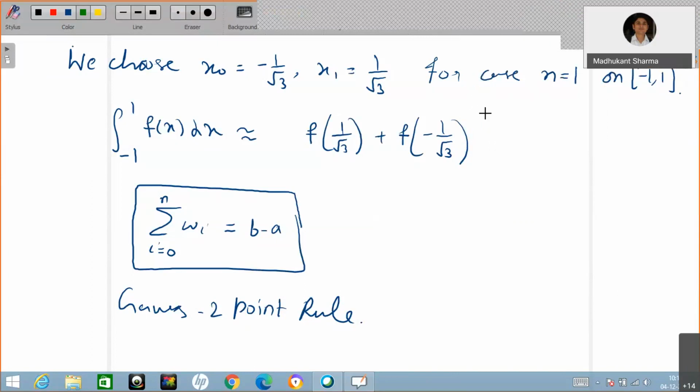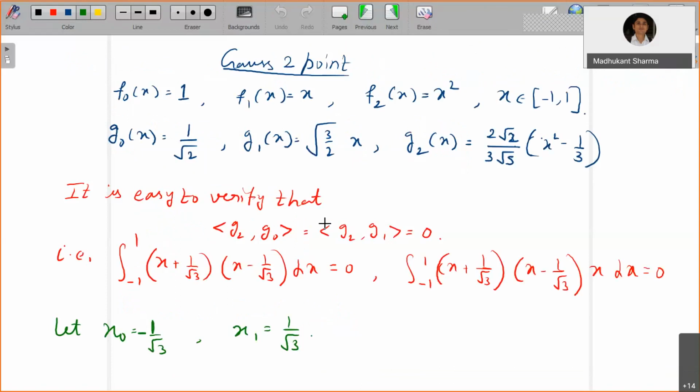Good morning. Last time we dealt with the Gauss 2-point rule, and we derived what those 2 points are, the Gauss 2 points on the interval -1 to 1. So let's quickly summarize what we have done. We started with the three functions f0, f1, and f2 over the interval. So we are talking right now on the interval -1 to 1.